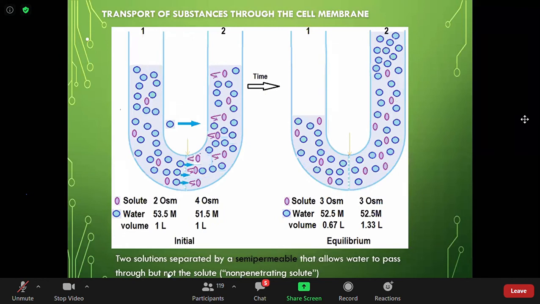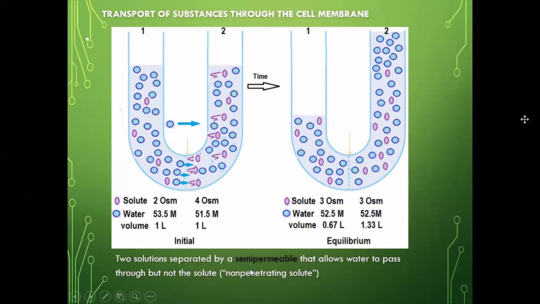Here, when the two solutions are separated by a semi-permeable membrane that allows water to pass through, but not the solute, this is non-penetrating solute. The solute here in compartment 1 is 2 osmoles, while in compartment 2, 4 osmoles. And the water is 51 here. But the total volume is 1 liter. That is the initial. But the solute this time cannot pass through the semi-permeable membrane. And so the water can pass, but the solute cannot.